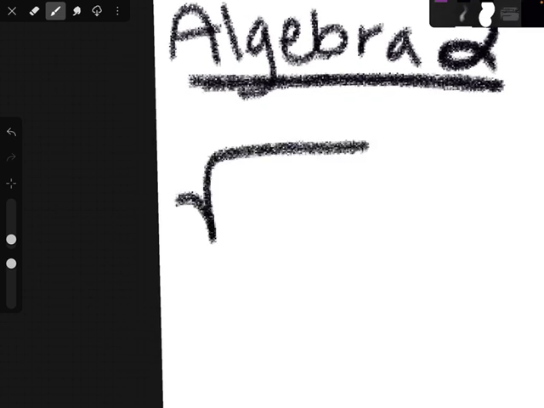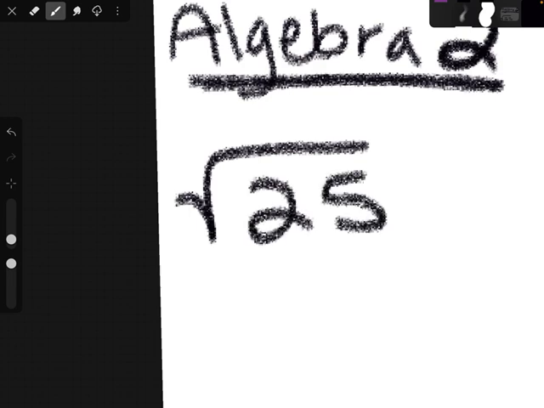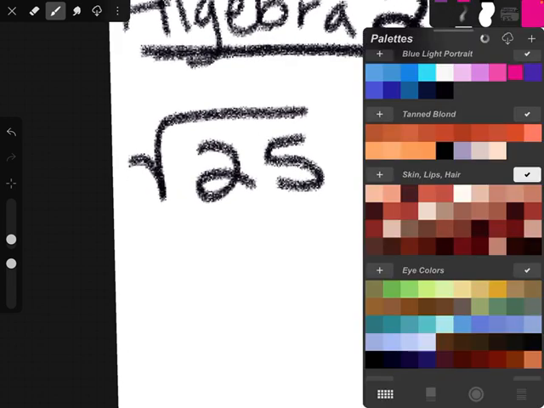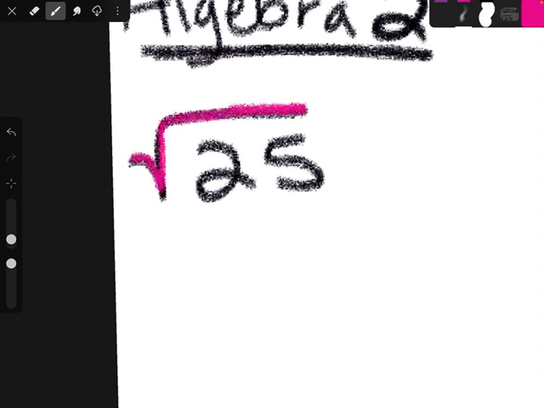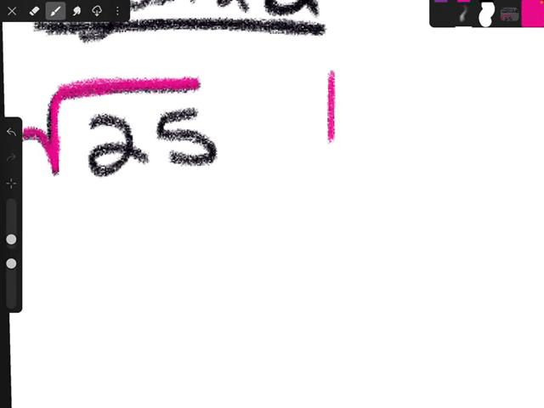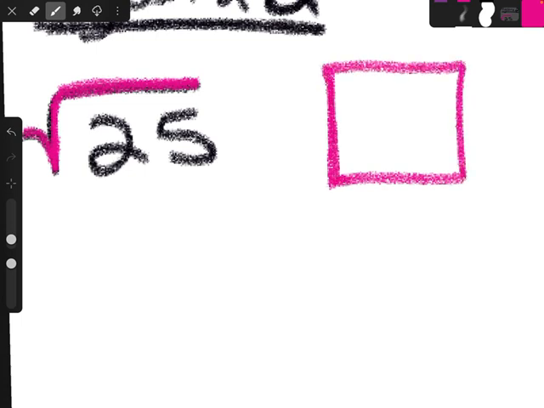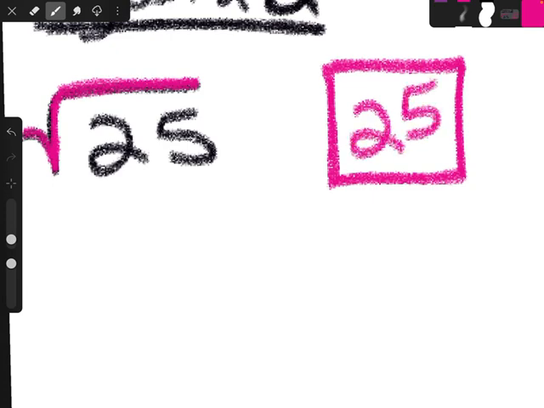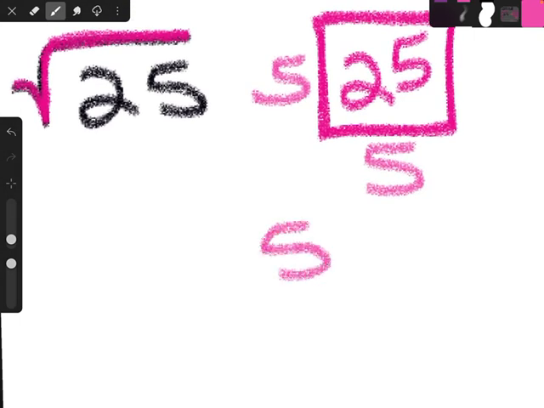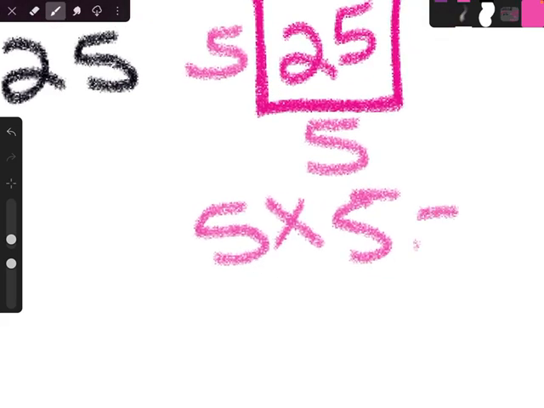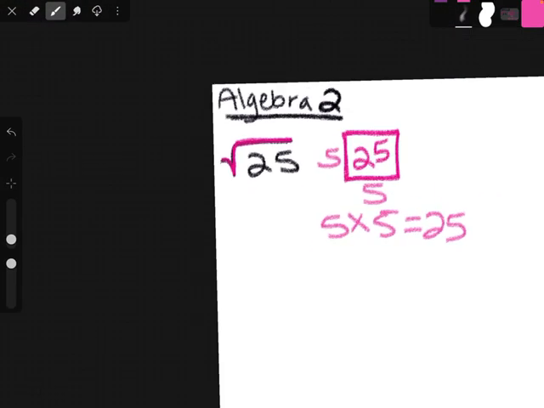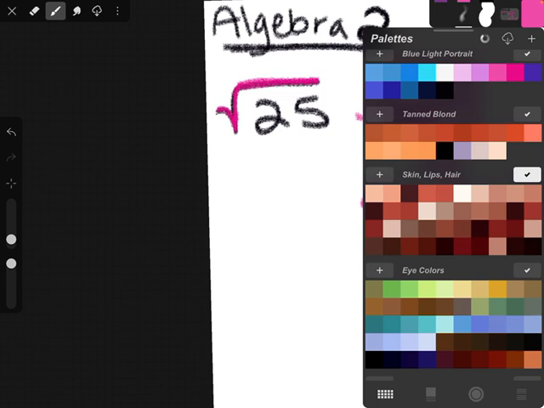So if they say square root of 25, whenever you see a square root, I want you to think of a square, like an actual square. Let's say this is 25, so the whole square has to be 25. What I want you to say is 5 times 5 is 25, right? And that is the answer to our square root, because we're just trying to figure out the square. It's almost like saying, give me the area of a square, right?